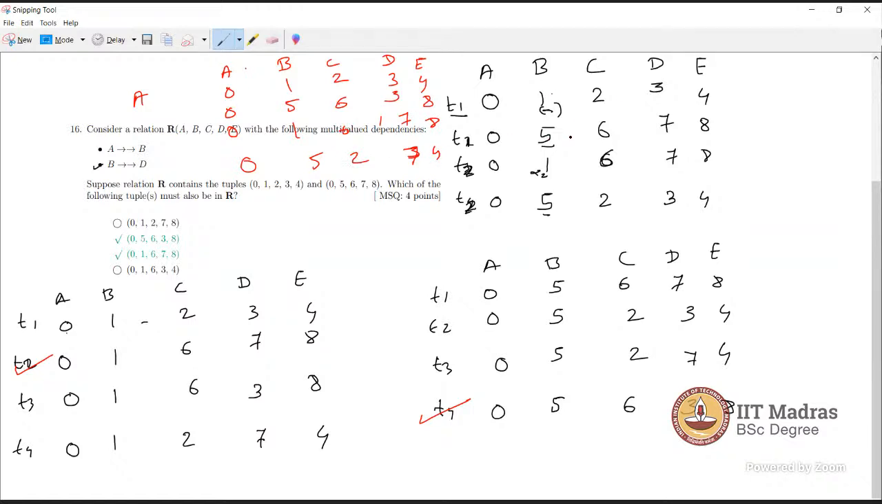0, 1, 2, 3, 5, 6, 7, 8, 5, 6. Okay. We can replace it. But here there will be chances of some ambiguity, right? You need to check for both the conditions. So 2, 5, 7.